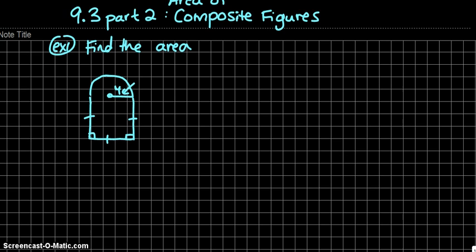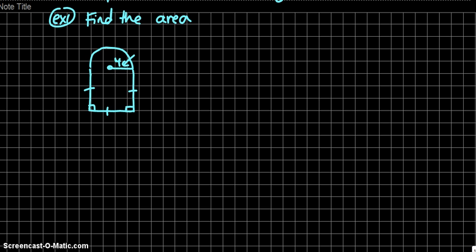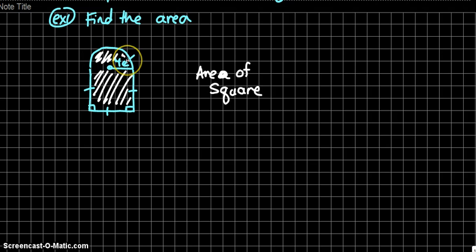Whenever you do a figure that's complicated like this, you're either going to be adding two things together or you're going to be subtracting two things. In this case, if I was going to find the area of this, I need to find the area of the square, and I'm going to add together the area of this half circle right here. Or a semicircle, I could say. Or the arc is a semicircle.